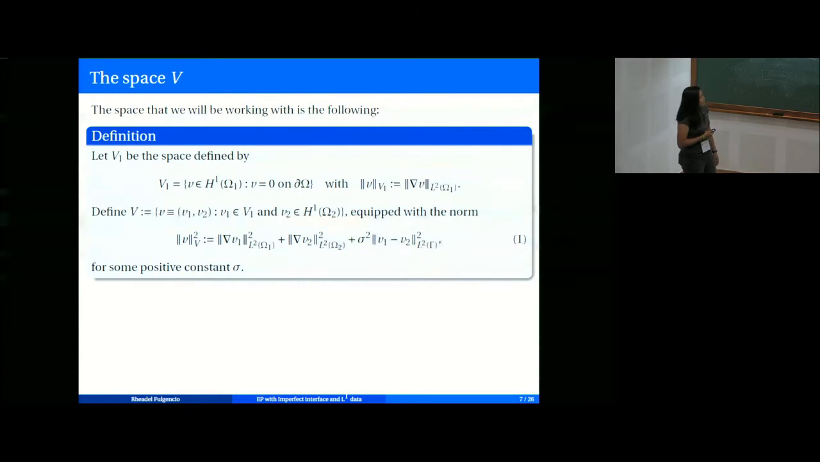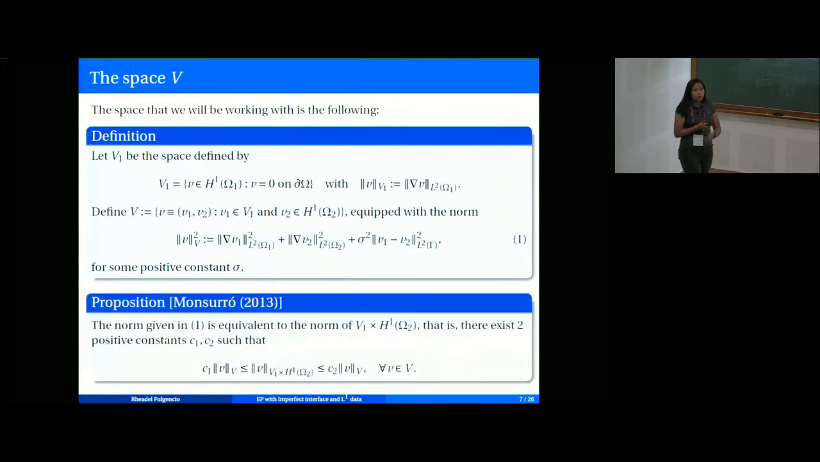So for some positive constant sigma, this given norm is proven by Monsurrò to be equivalent to the norm of V1 cross H1 of omega 2. This is important because we want to use the compactness results in L2, so we want this equivalence. Okay, so how is this related to homogenization?